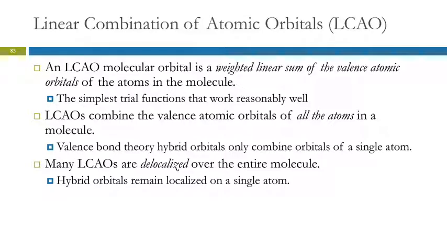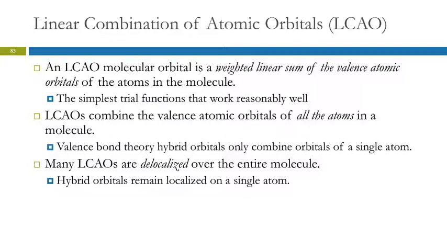So what we refer to as an LCAO, linear combination of atomic orbitals, is where we take atomic orbitals and put them together. So it's a weighted linear sum of the valence atomic orbitals of the atoms in a molecule. This is the simplest of the trial functions that works reasonably well. So it combines the valence atomic orbitals of all the atoms in the molecule. That's a big distinction with valence bond theory, which looks at only orbitals from individual atoms.